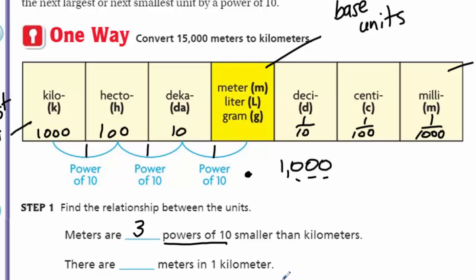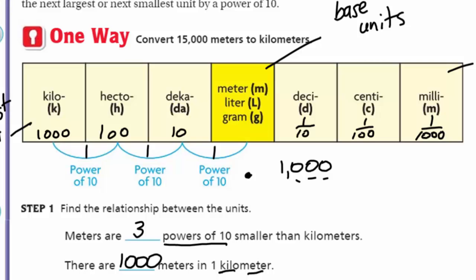There are blank meters in 1 kilometer. If we have just 1 kilometer, kilo actually means 1,000. So if you know what your meter is, you can just remember kilo means 1,000. That means I would have to have 1,000 meters. Woohoo! I'm liking this metric system. Okay, let's move on to step 2.